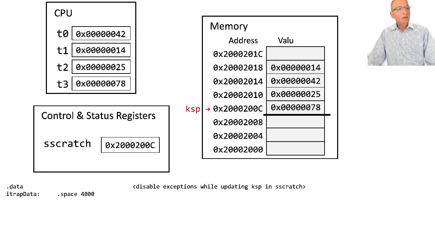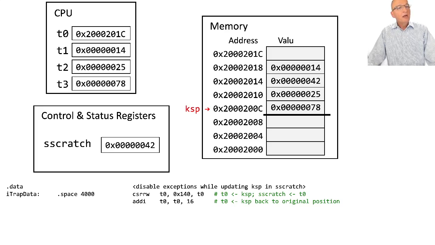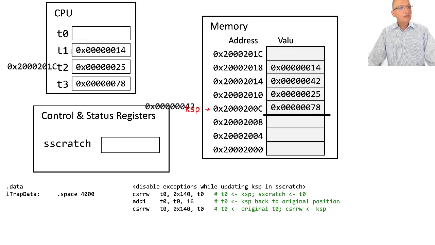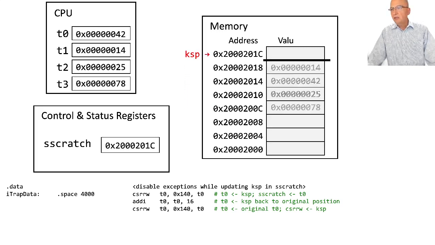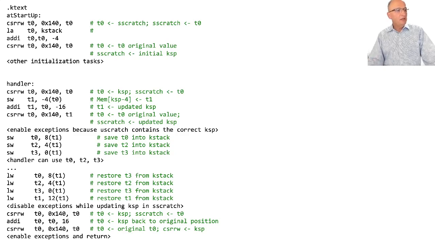And what I'm going to do now with the exceptions disabled, again, I will exchange the value of T0 with the S-scratch. I will add 16 to the S-scratch so that it goes back to the original value. And then I will exchange again between T0 and S-scratch. And by doing that, now S-scratch will point out that the stack is in that position. So this is a way that I came up with, and then I can enable exceptions and return. So the code to do this is here.